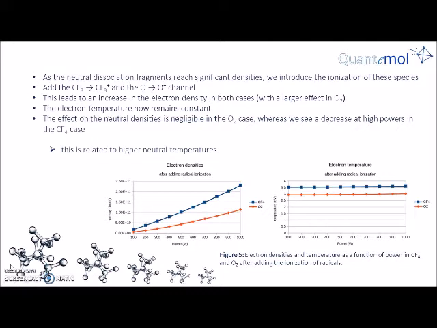Furthermore, the electron temperature now remains constant. The effect on the neutral densities is negligible in the O2 case, whereas we see a small decrease at high power in the CF4 case. This is related to higher neutral temperatures.